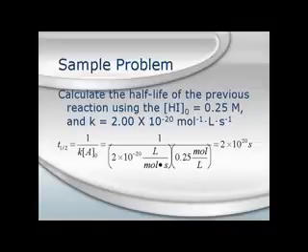If you'll notice here, the moles will cancel, the liters will cancel. You're left with 1 over 1 over a second, which is equal to a second. So the half-life of hydrogen iodide, starting with a 0.25 mole per liter concentration, is 2 times 10 to the 20th seconds.